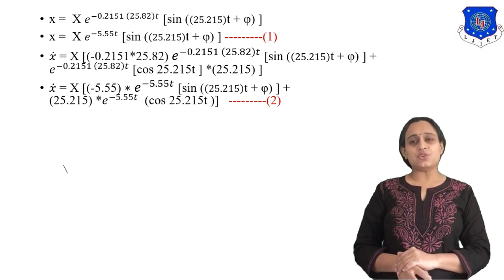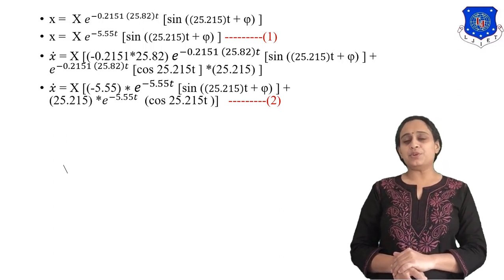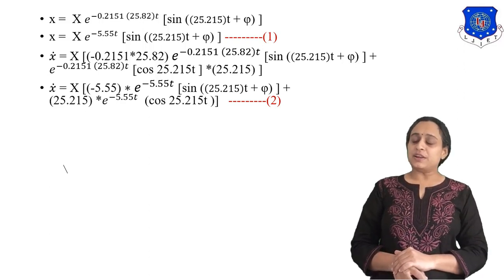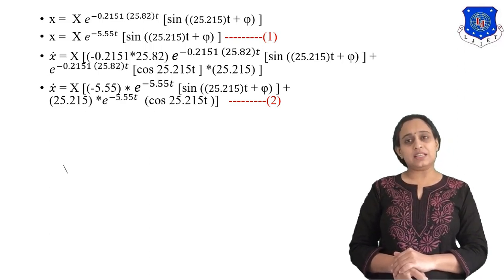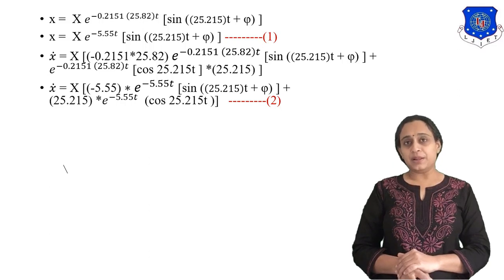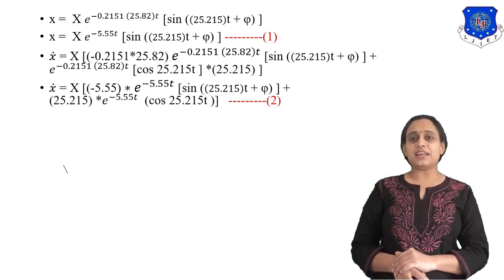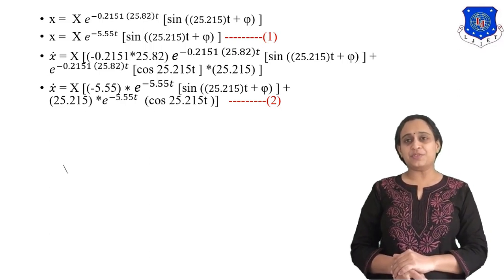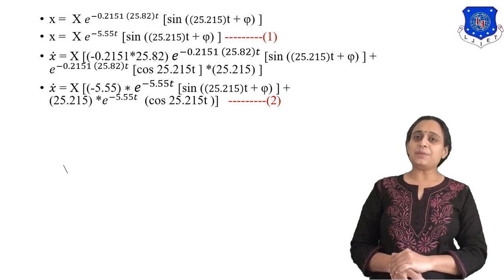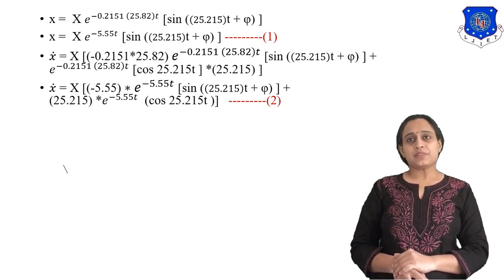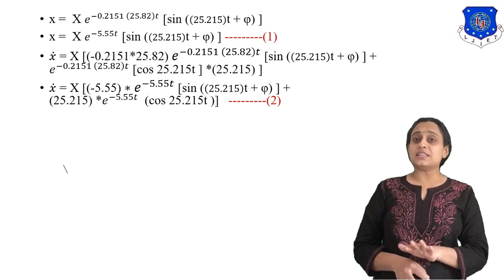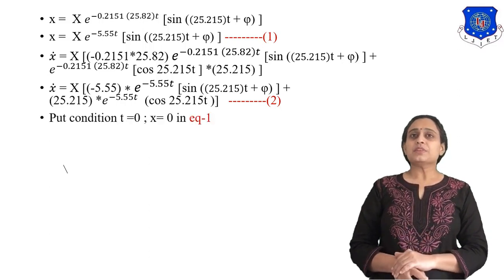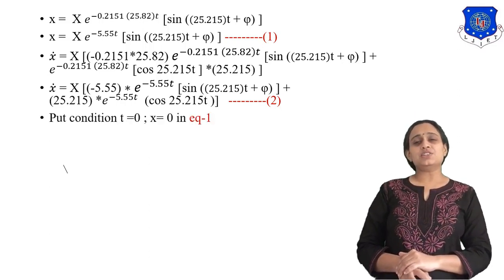Finally we will get x dot as x minus 5.55 e raised to minus 5.55 t sine 25.215 t plus 5 plus 25.215 e raised to minus 5.55 t cos 25.215 t plus 5. Okay, so this is our standard equation. Now let us put the initial equation.